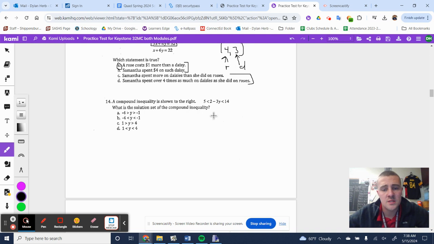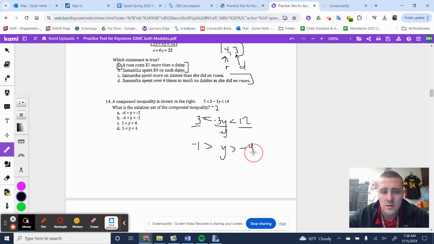Which of the following is the solution? So we have to solve this. We're going to be subtracting 2 from all 3 sides. So subtract 2 from everything. That's going to get me a 3 here. My 2 is now gone, so I have a negative 3y in the middle. And subtracting 2 from 14 would give me 12. My last step is to divide by a negative 3, again, on each side. So 3 divided by negative 3 is negative 1. I divided by a negative, so these signs should flip. And 12 divided by negative 3 is negative 4.